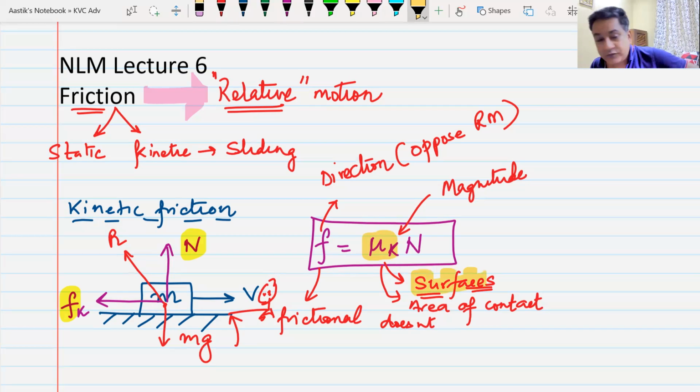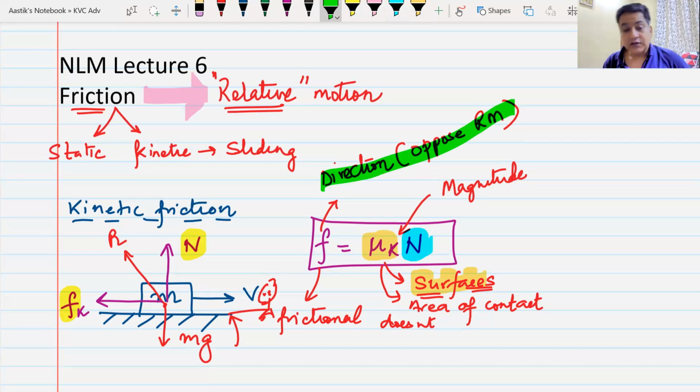Can you change the value of mu by changing the area? No, unless you change the surface. Or you can change the friction by changing the value of N. If this becomes an inclined plane, the value of N will not be equal to mg. It will be equal to mg cos theta. So the value of friction would be changed. That is what you need to remember. And what is the direction of friction?